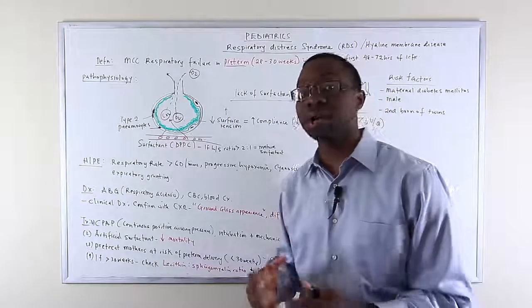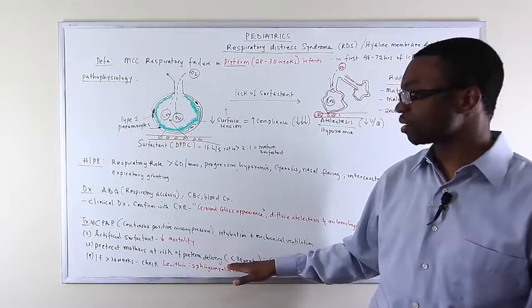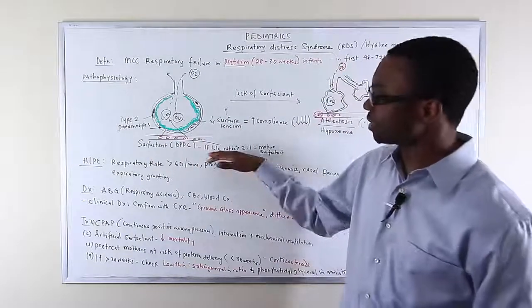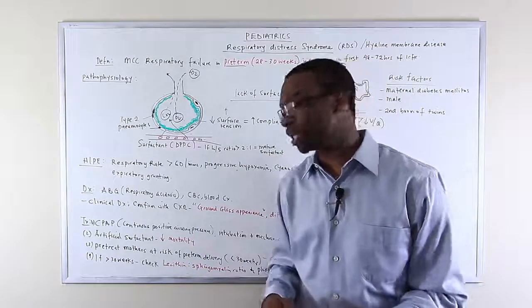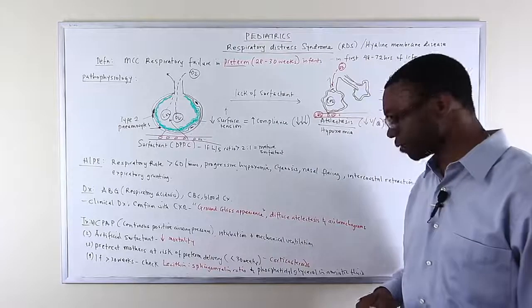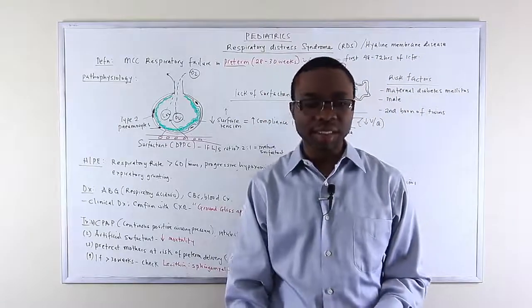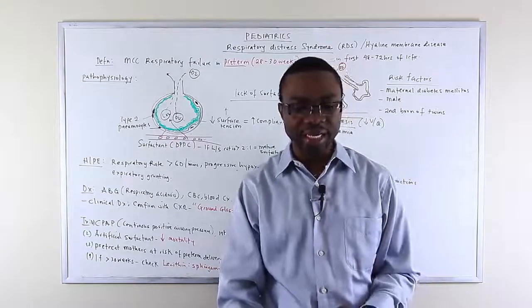Very, very high yield. They love to test you on that. So if the baby is less than 30 weeks and is having respiratory distress syndrome, and you check the LS ratio in the amniotic fluid and it's low, you have to treat that mother with glucocorticoids, all right?